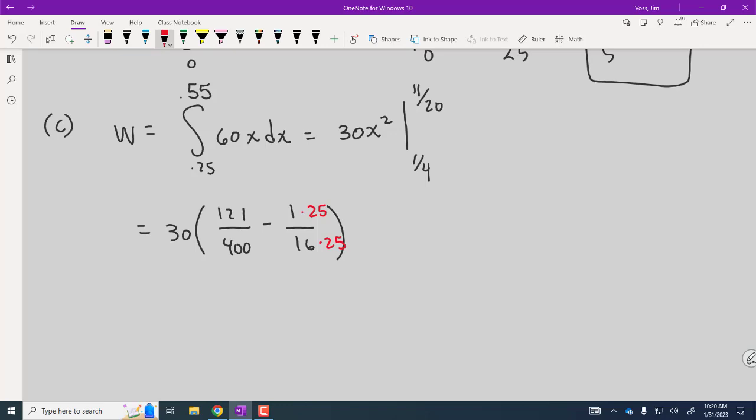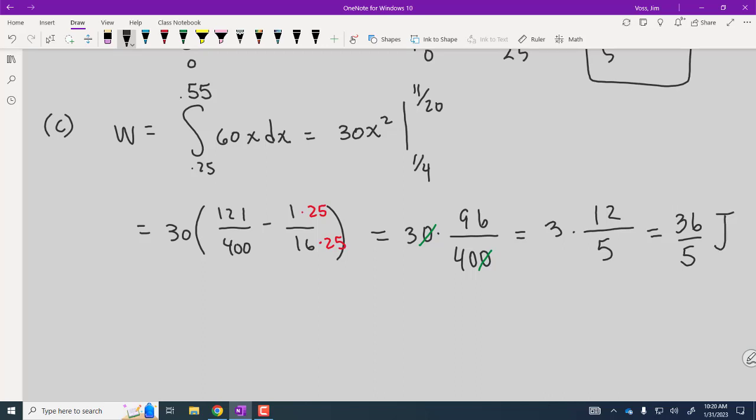So multiplying top and bottom by 25 there, we end up with 30 multiplied by 121 minus 25, so that's 96 over 400. Those are both divisible by, let's see, we can wipe out a 0 first. And then both are divisible by 8, right? So 3 multiplied by 8 goes into 45 times 8 goes into there 12 times. So we'll get 36 divided by 5. This is work, so Newton meters or joules. Either one.